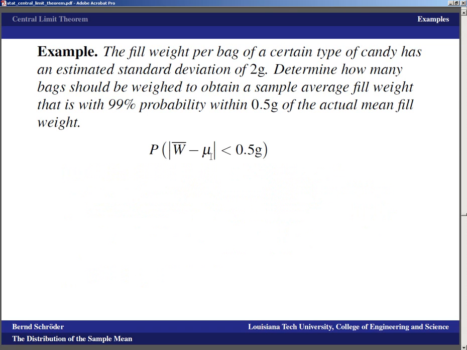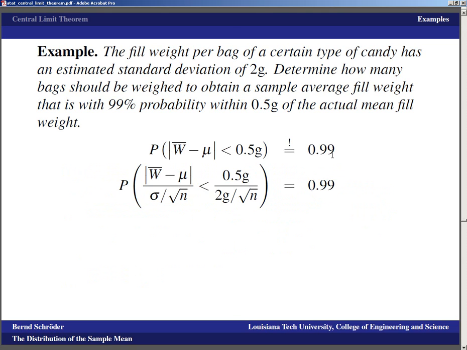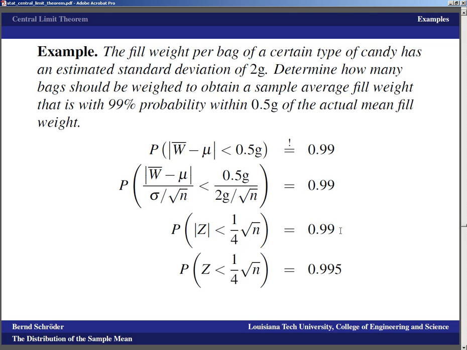The probability that W bar minus mu is smaller than 0.5 gram has to be set equal to 99%. And we do the same thing as before, right? We already have subtracted the mu, so we divide by the standard deviation. So the 0.5 gram is divided by 2 gram over root n. And that means, because W bar minus mu over sigma over root n is Z, we get a standard normally distributed random variable. Computation here is, of course, just 1/4 root n. So we need to figure out an n so that the probability that the absolute value of Z is smaller than 1/4 root n is 0.99.